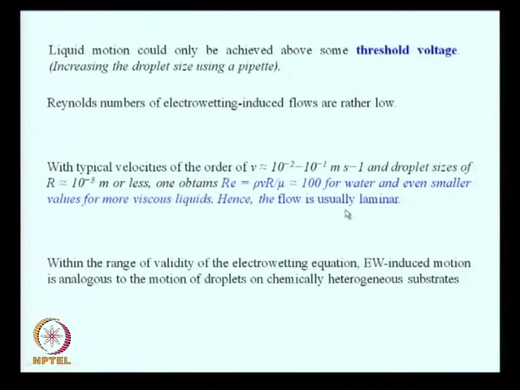The Reynolds number of such flows can be evaluated to be quite small. For example, for the case of water, the velocities are going to be of the order of 10 to the power minus 2 to 10 to the power minus 1 meter per second. We have droplet sizes of the order of millimeters, and the Reynolds number would be roughly about 100. So, the flow will mostly be laminar when the droplet moves on the surface.